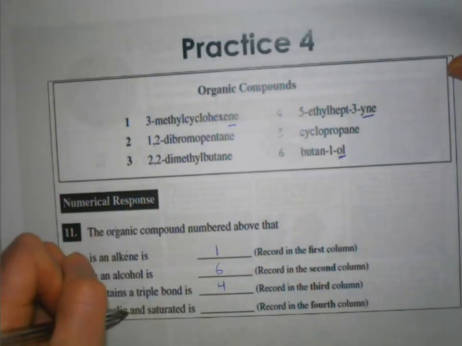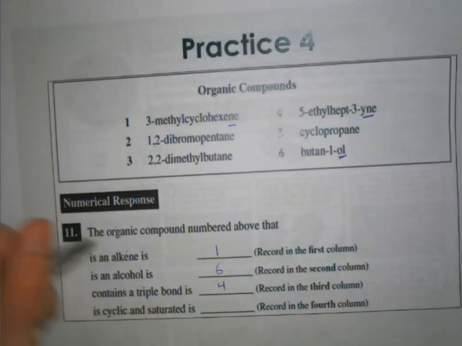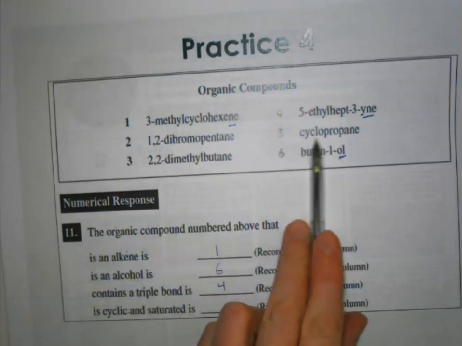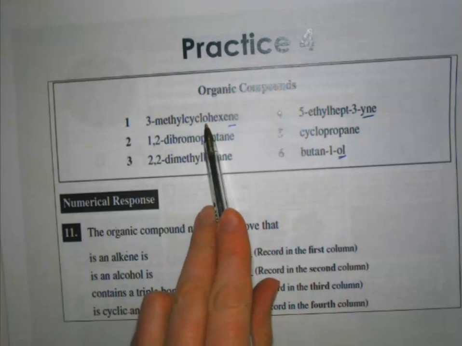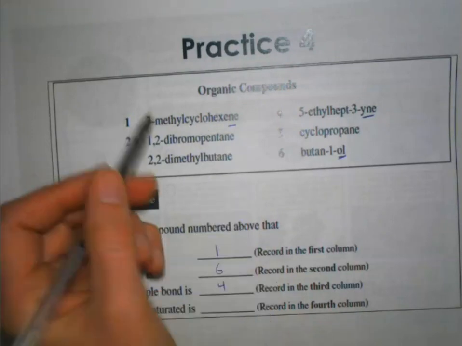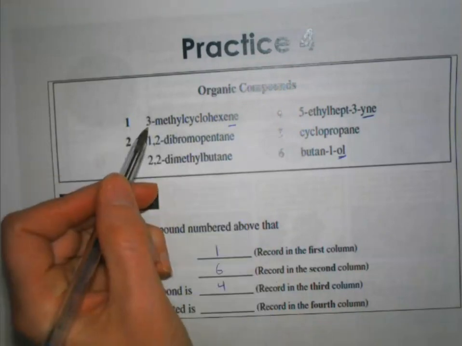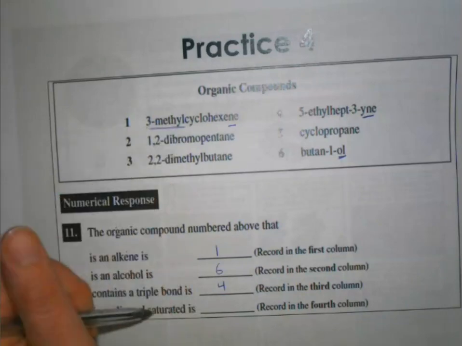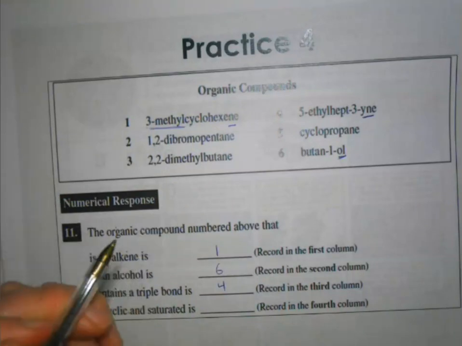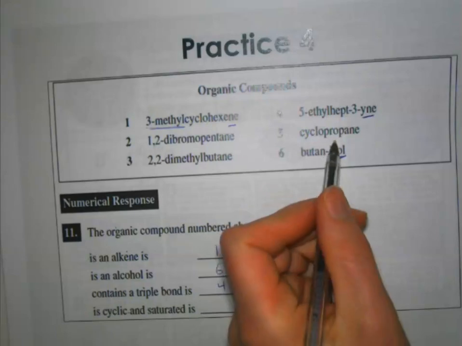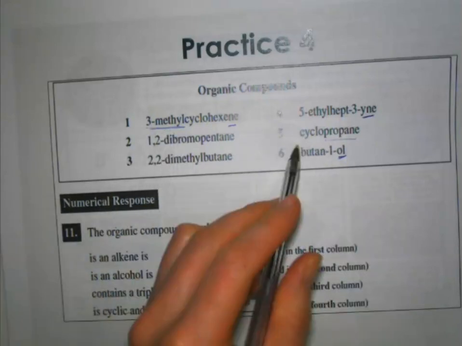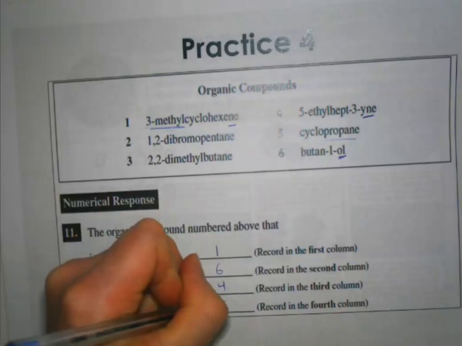And then a cyclic and saturated one. If we look through our different ones, we have cyclo here and cyclo here, so you need to choose between both of them. This one has a functional group off of it, an alkyl group. Remember, for something to be saturated, the carbons have to have as many hydrogens as possible. So that would be cyclopropane. There's no hydrogens that have been replaced by a side group. So cyclopropane would be the correct answer there.